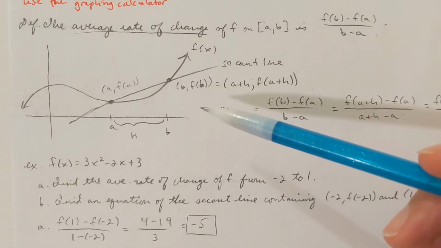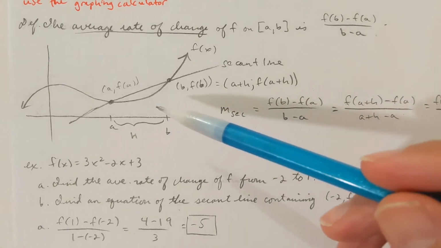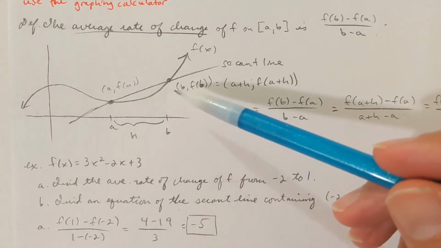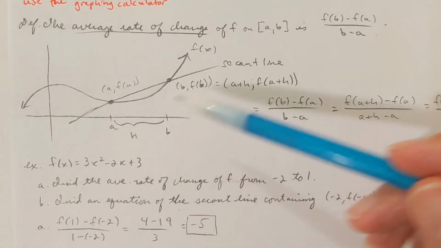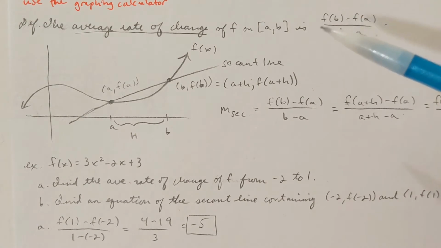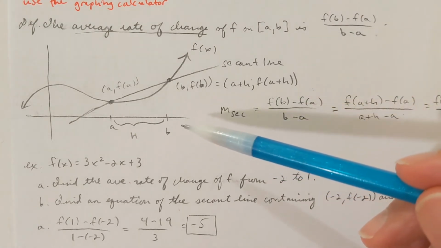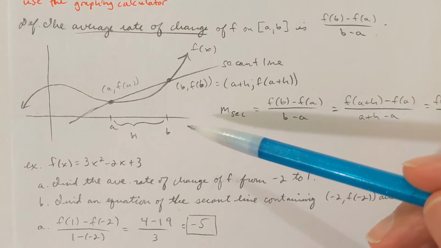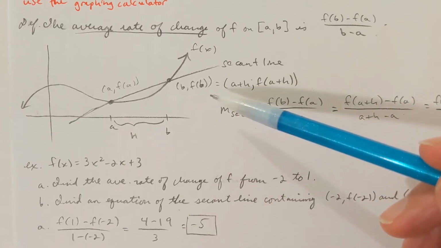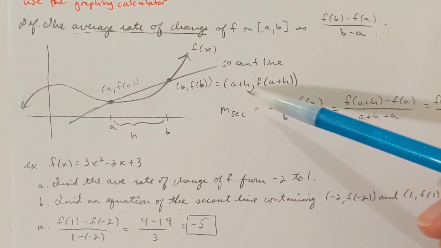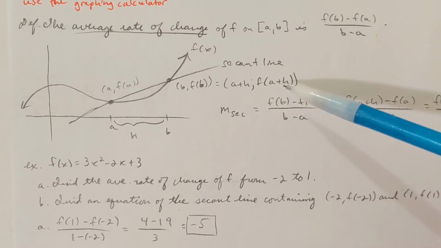A secant line is not that. A secant line is going to pass through 2 points, like what you see here. And suppose that these 2 points are h units away from each other. So b, f of b would be a plus h, f of a plus h.